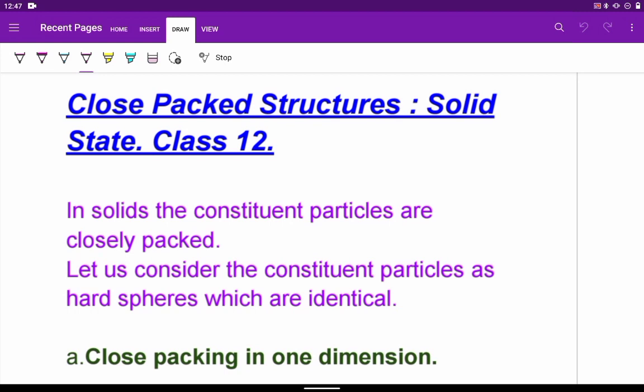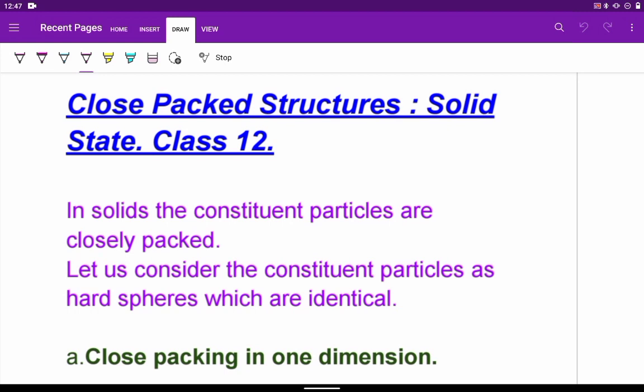Today we will study solid state of class 12. In that we will study about the close packed structures. Now we know that in the solids the constituent particles are very closely packed together. So there is very minimum vacant space available.